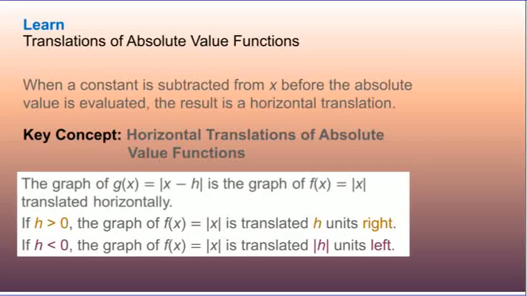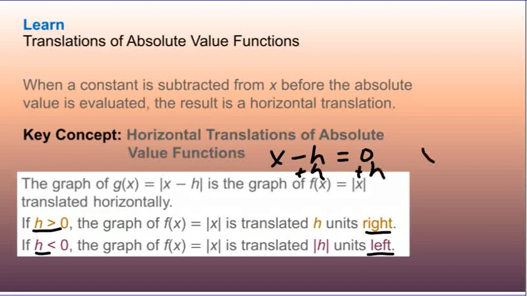Likewise, with h, you have horizontal translations when a constant is subtracted from the x. So when h is greater than 0, you move to the right. When h is negative, you go to the left. Again, to help you with this, all I would do is take x minus h and make that equal to 0 and solve for x. So here I would add h to both sides. So when h is positive, I go to the right.